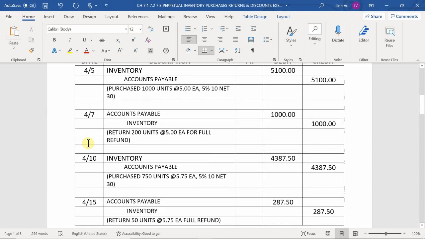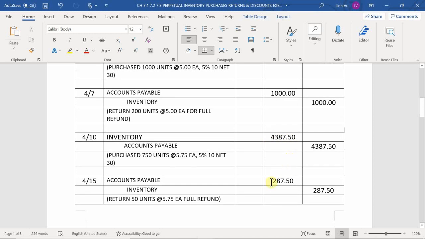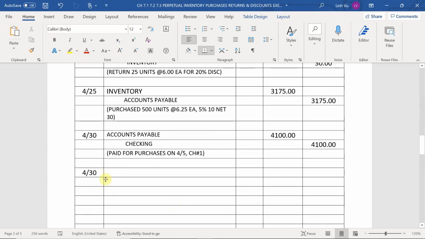So let's take a look at how much I actually owe. If I originally owed $4,387.50 on April 10, and I ended up refunding $287.50, how much do I actually owe? $4,100. So once again, same thing here.